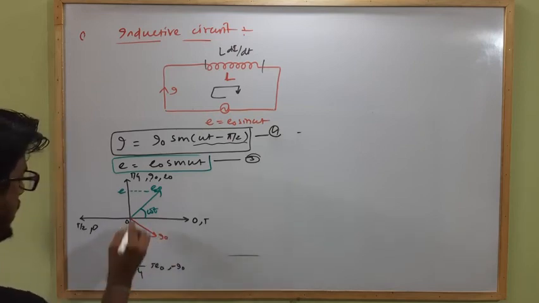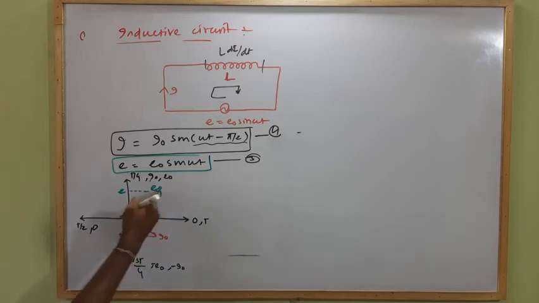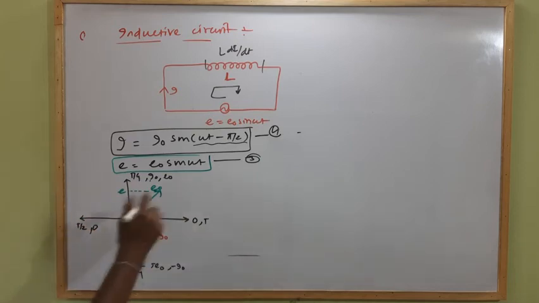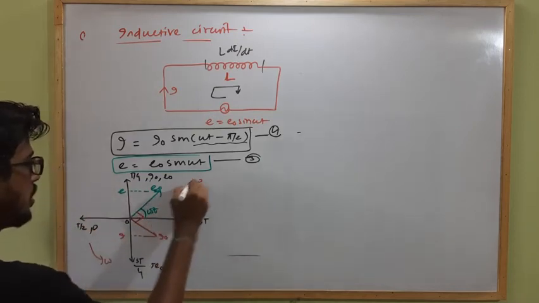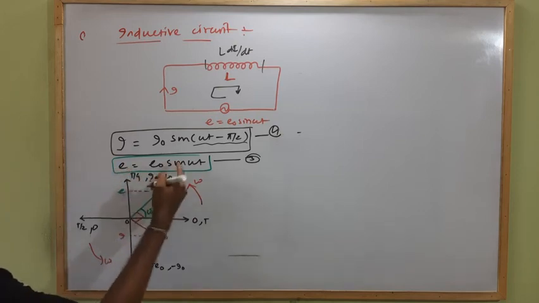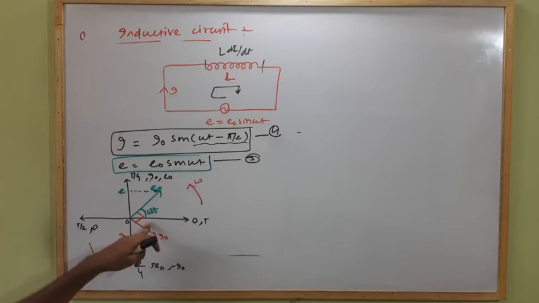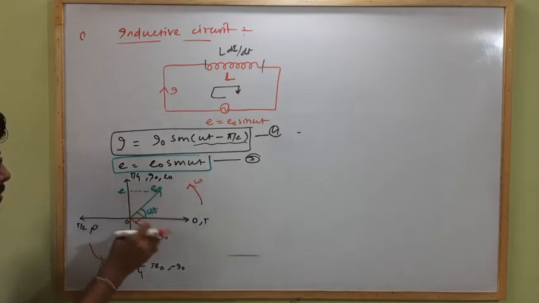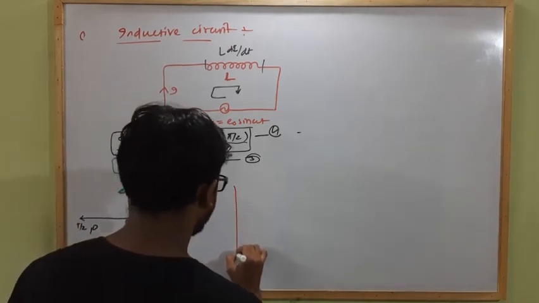This is I, pi by 2 radian behind, lag behind E. So this is the phasor diagram, and they are rotating like this. E naught or instantaneous EMF always leads the alternating current by pi by 2 radian, or the alternating current is lag behind the alternating EMF by pi by 2 radian always, and the wave diagram will be like this.